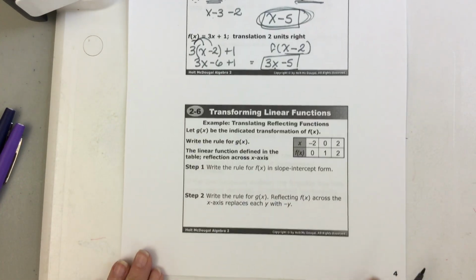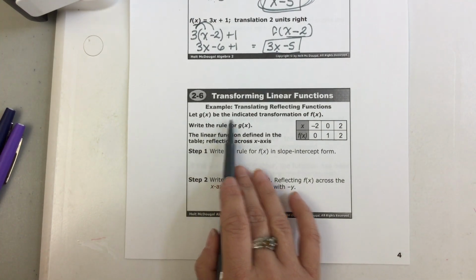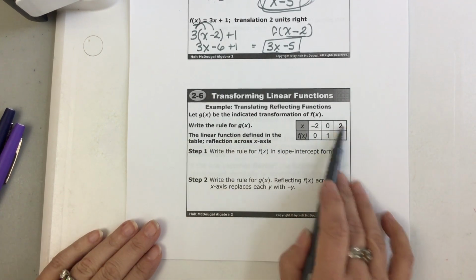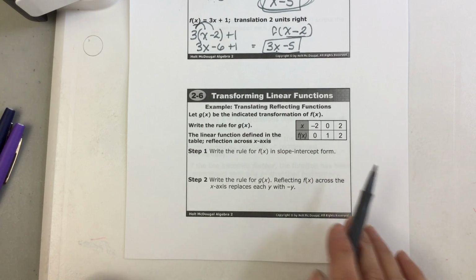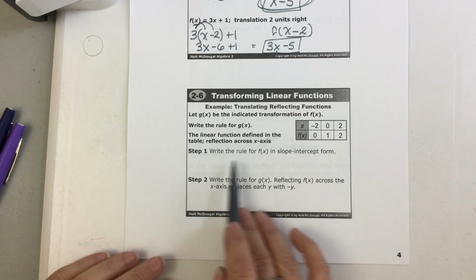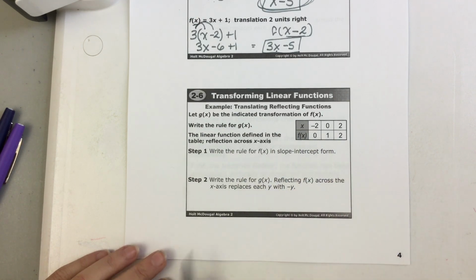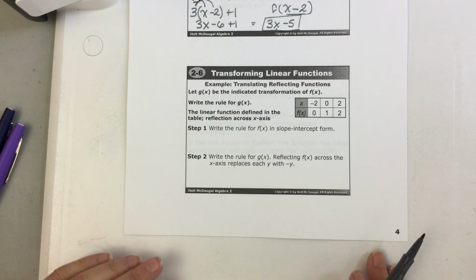Okay, let's go ahead and look at this. Let g of x be the indicated transformation of f of x. Write the rule for g of x. Well, we have to go ahead and figure out what that line is. So first we have to write the line for f of x in slope-intercept form. Okay, so it's tying it back to what we've done already in this chapter.